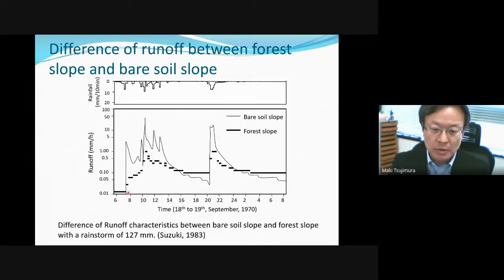In the bare soil slope, the response of runoff is very quick, and the peak discharge, peak runoff, is much higher than that of the forest slope. On the other hand, during the rainless periods, base flow in the forest slope is higher than on the bare soil slope. So from these investigations, it is clear that the forest has a capacity or function to regulate the peak discharge and drought discharge. Peak discharge in rainstorms and drought discharge during the rainless periods.